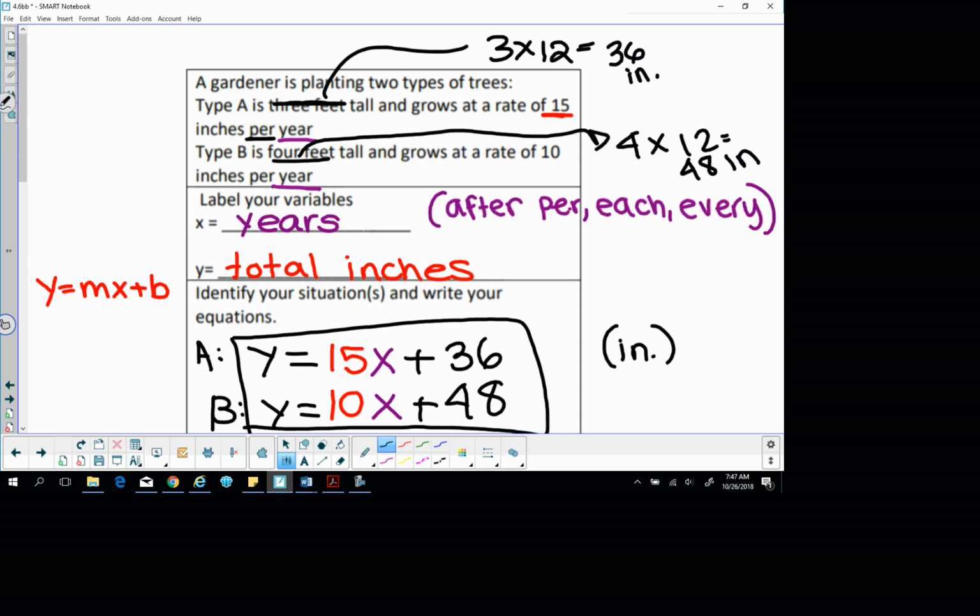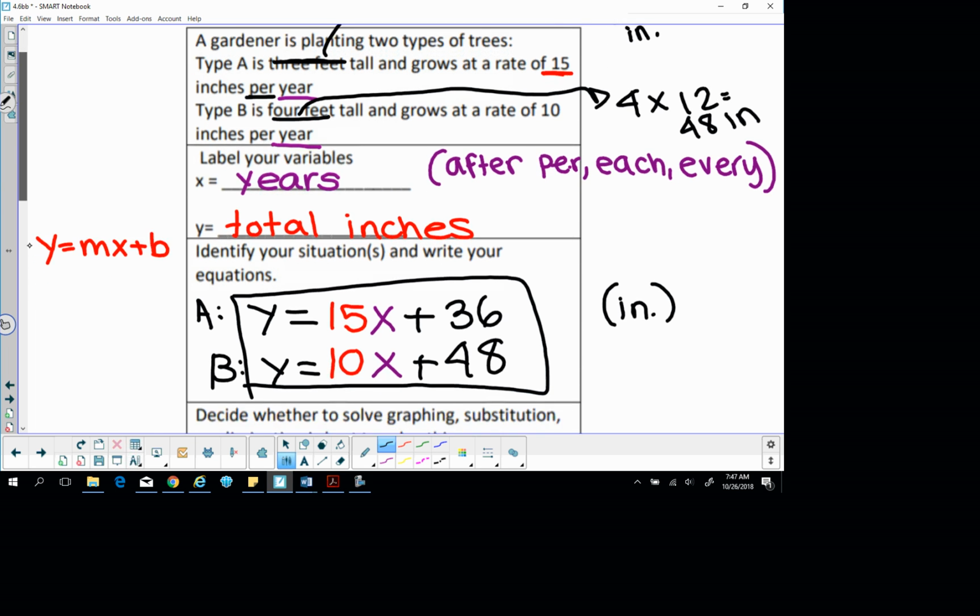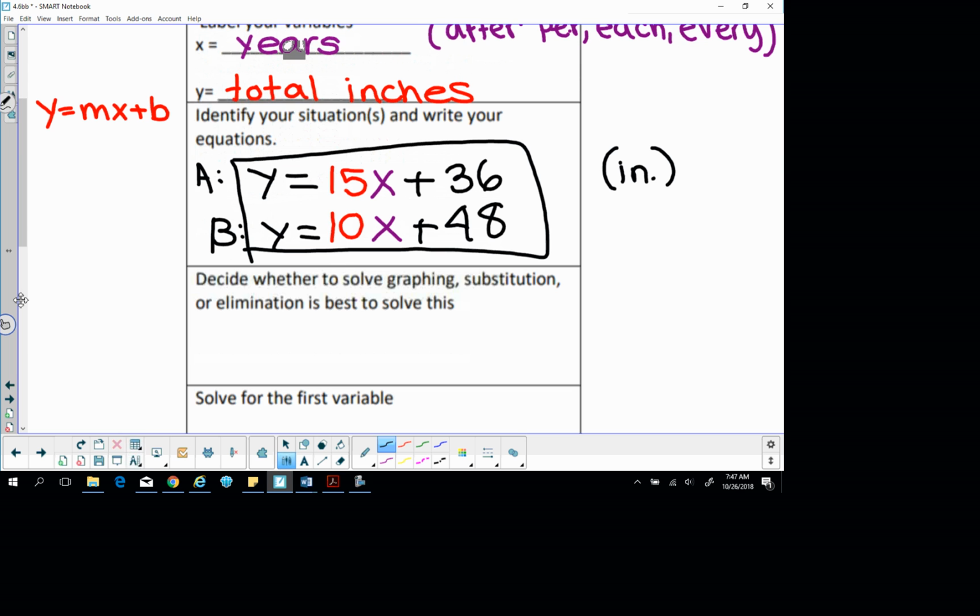But elimination says x and y are on the same side. Substitution, right? Because they're both equal to the same thing. Remember this? This is under check for understanding if you want to look at it. And so we know that this would be substitution because we could just make them equal to each other. Right? Because they're both equal to the same thing. Remember, we just make them equal to each other.